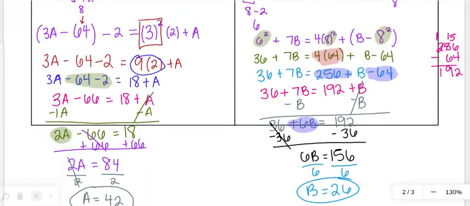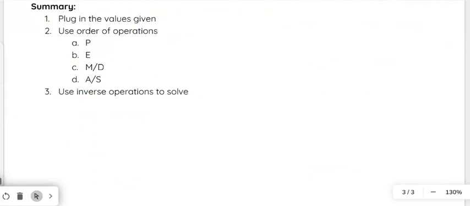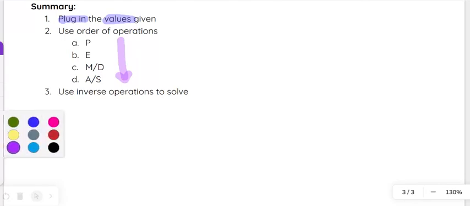All right, so hopefully you can see the pattern here of plugging in the numbers, making sure you're careful with your parentheses, following your order of operations, and then working through your inverse operations. All right, and that's what the summary shows. So again, you're plugging in the values. So whatever variables they give you, you're going to plug in those values. And then you're going to use your order of operations going down the list. P for parentheses, E for exponents, multiplication and division left to right, and addition and subtraction left to right.